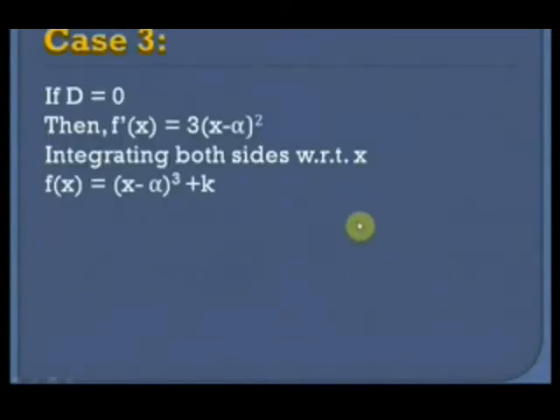And case number 3 is if the discriminant is equal to 0. Then we can say that f dash x is equal to 3 times x minus alpha whole square. Now if we integrate both sides with respect to x, we get f x equal to x minus alpha whole cube plus k. Now if we say that k is equal to 0, then we have got 3 real roots. And if k is not equal to 0, then we have got 1 real root.